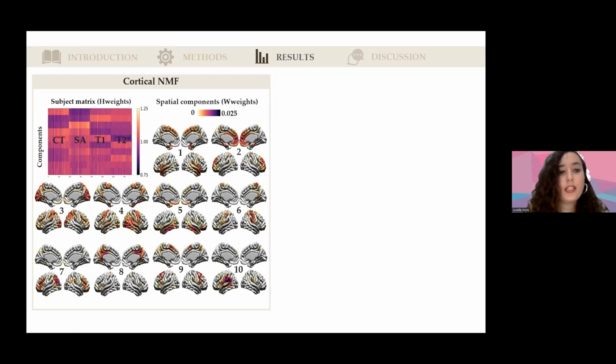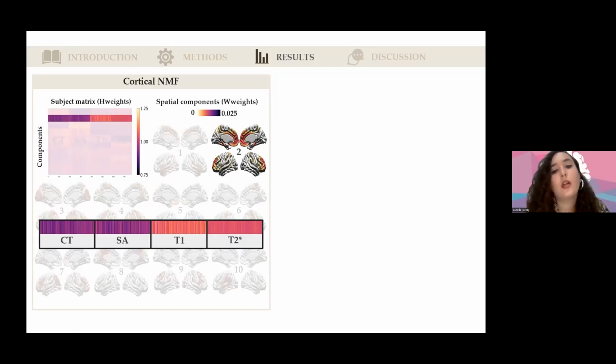The way you need to interpret these results, for example, if we focus on component 2, which is in the frontal lobe, is that to relate it back to the matrix we need to look at the second row. Each color represents the amount of weight that each participant has on this component. Darker means lower weight and brighter means higher weight. Here we have participant 1, participant 2, 3, etc. for the cortical thickness, and again participant 1, 2, 3 for the surface area, etc.